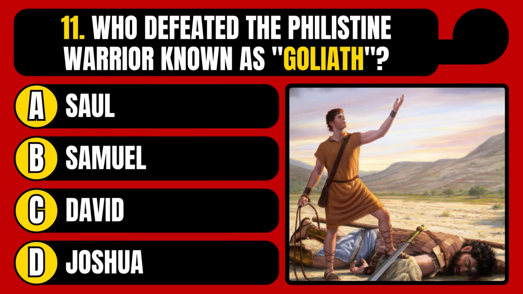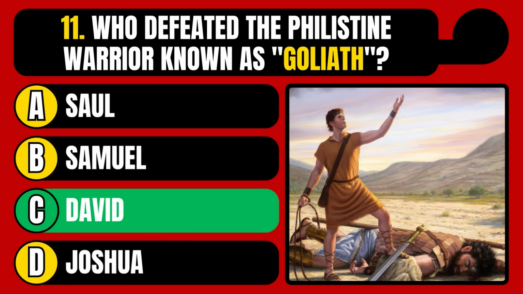Who defeated the Philistine warrior known as Goliath? Saul, Samuel, David, or Joshua? The correct answer is option C, David.